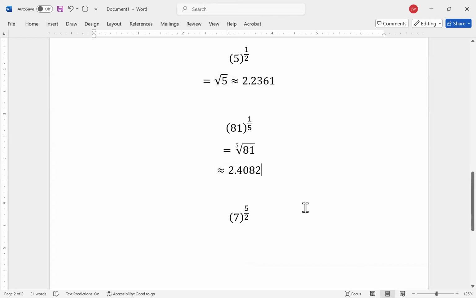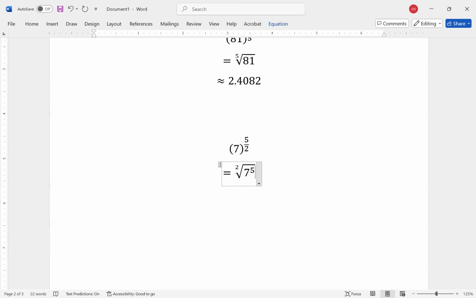And then lastly, 7 raised to the 5/2 power. If we were doing that as a root, it'd be the square root of 7 raised to the 5th power, or the square root of 7 all raised to the 5th power. And that also is an irrational number. And the decimal approximation of that is 129.6418.